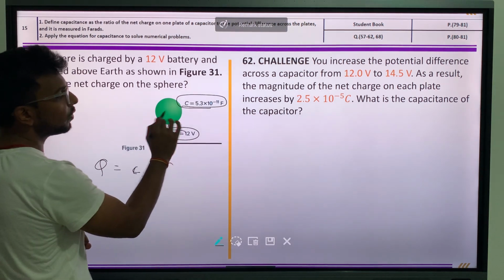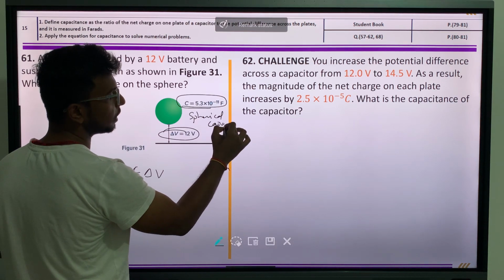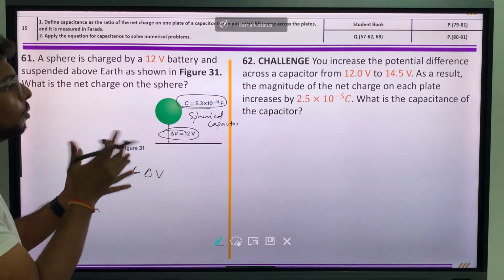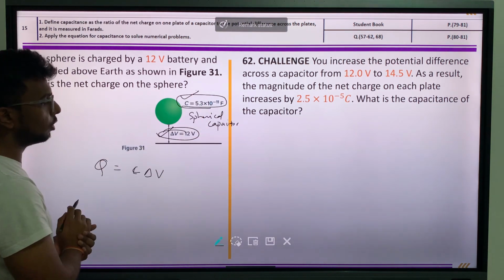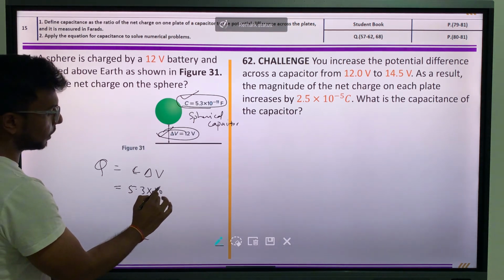Now this is a spherical capacitor. This is not the same as a parallel plate capacitor. This is a spherical capacitor, but just remember it in the form of a charge. C I know, del V I know, I need to find the charge, which will come out to be 5.3 times 10 to the power minus 11.